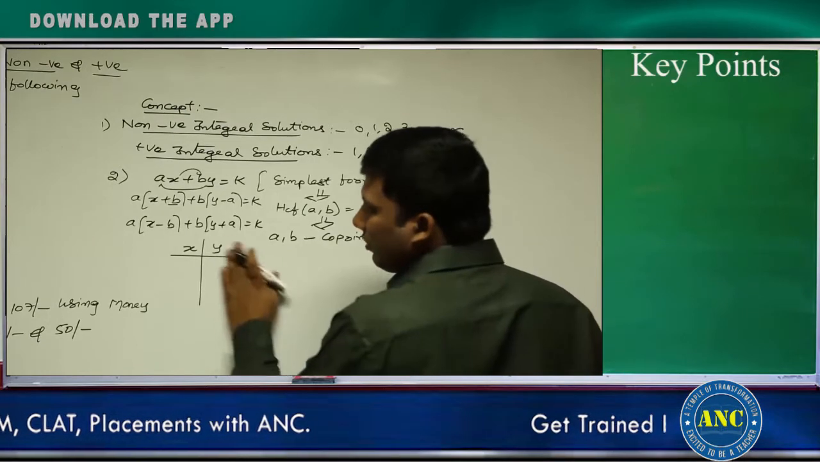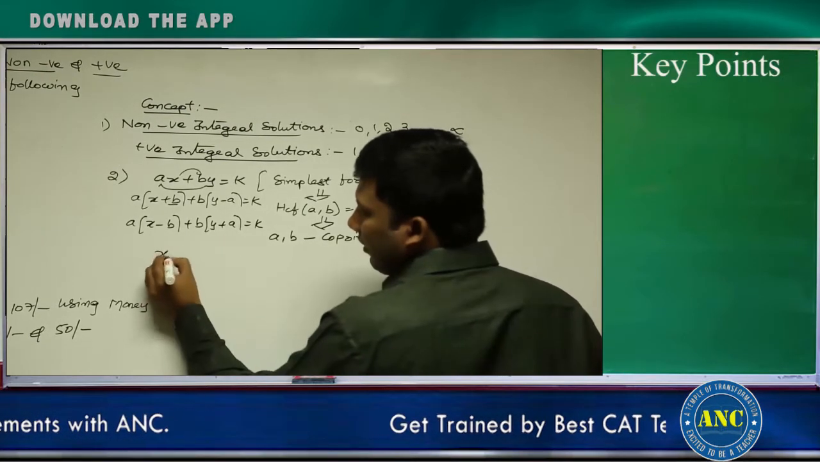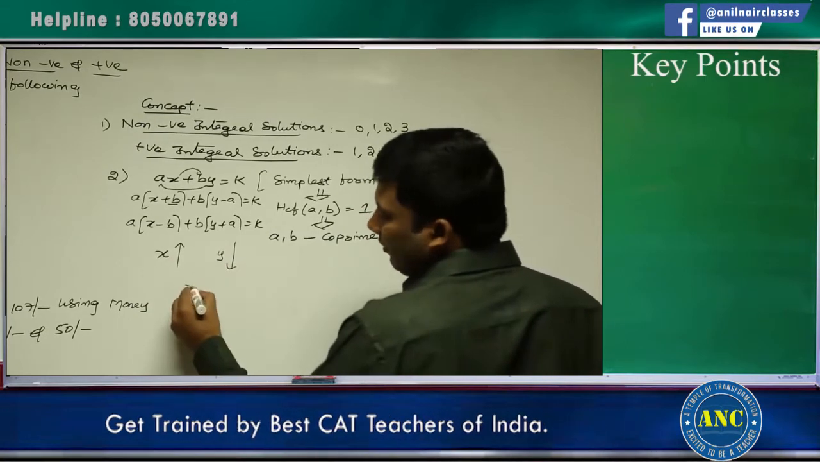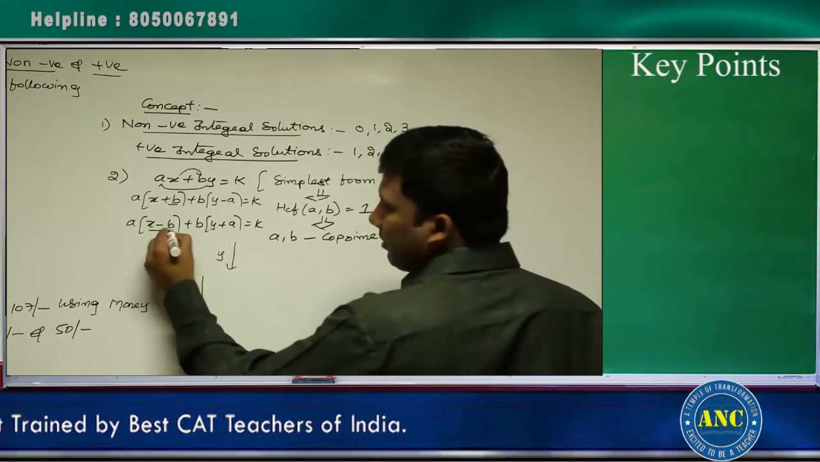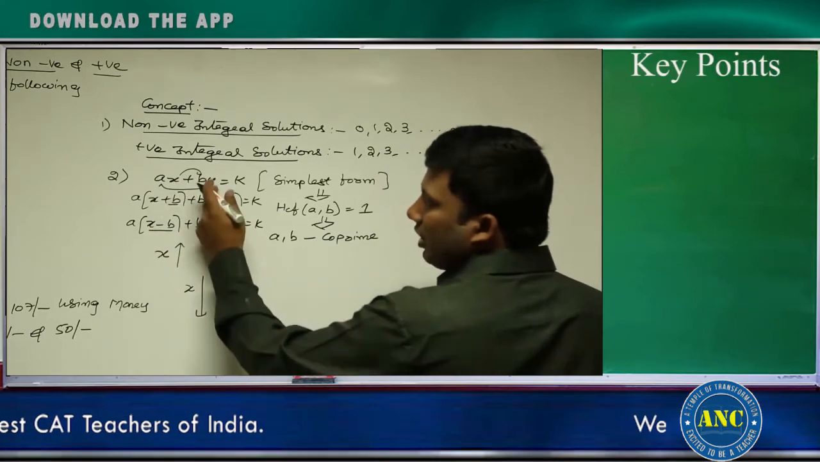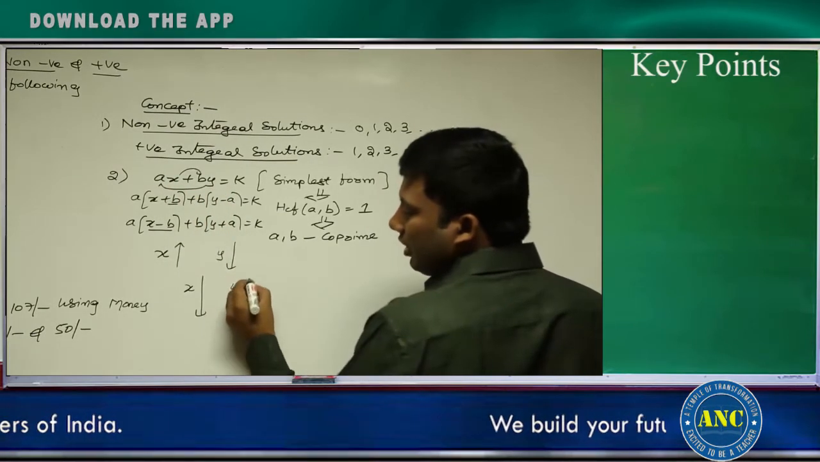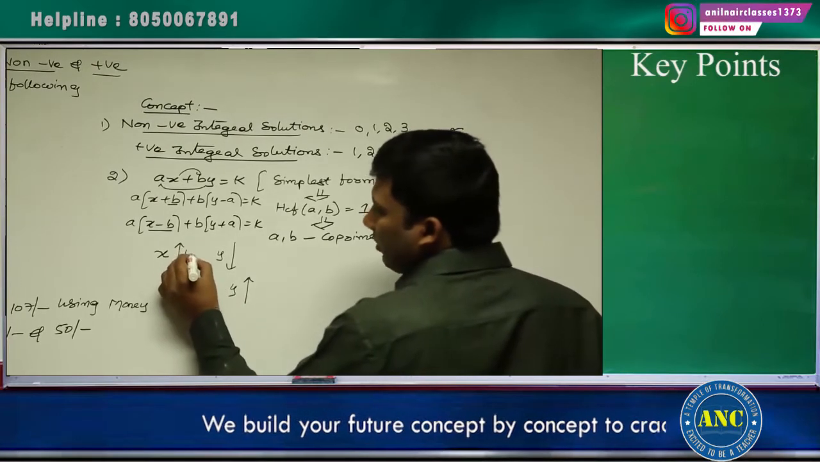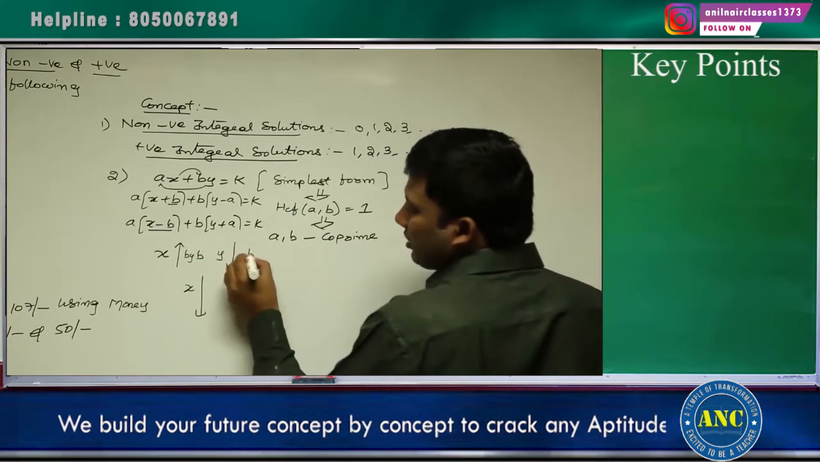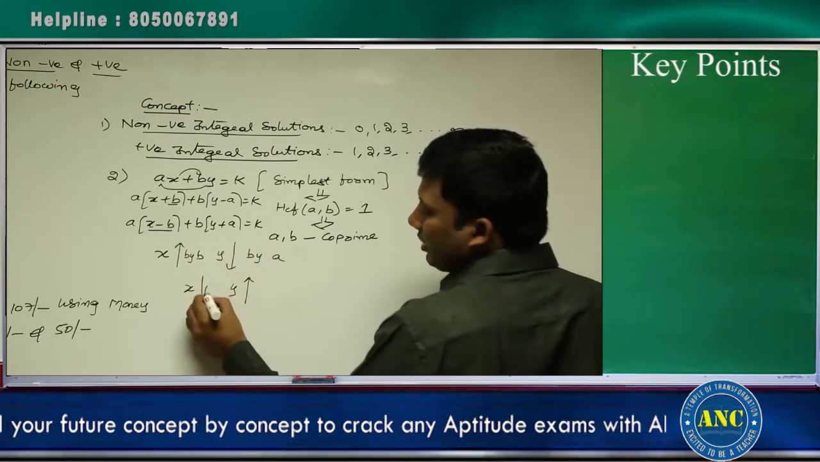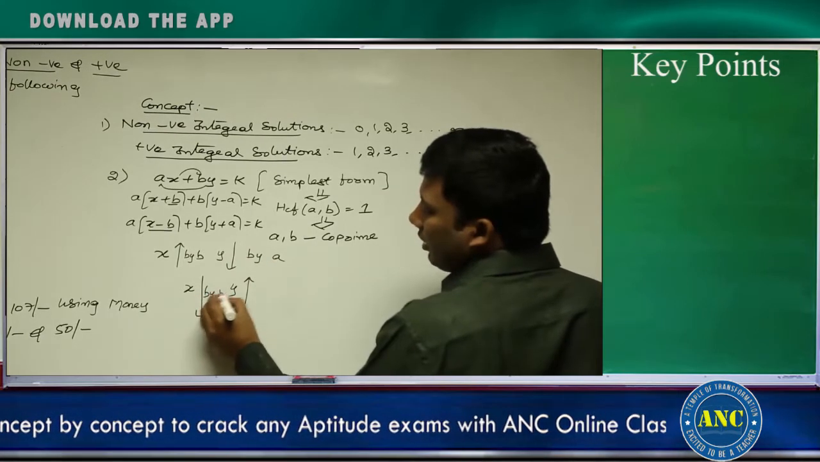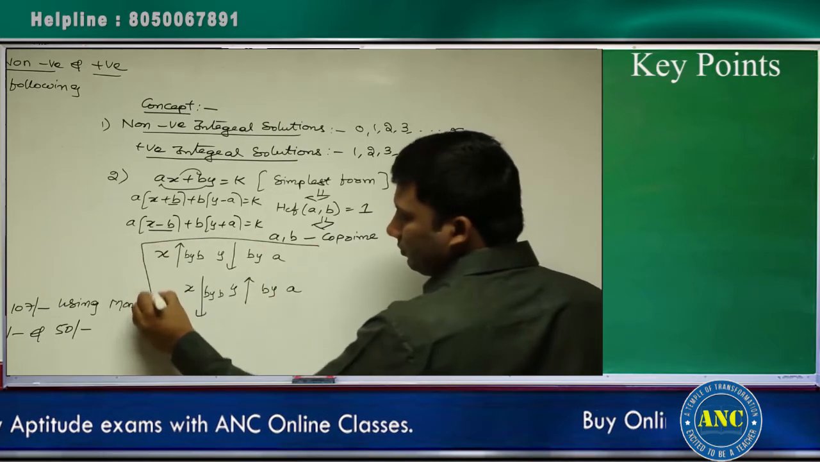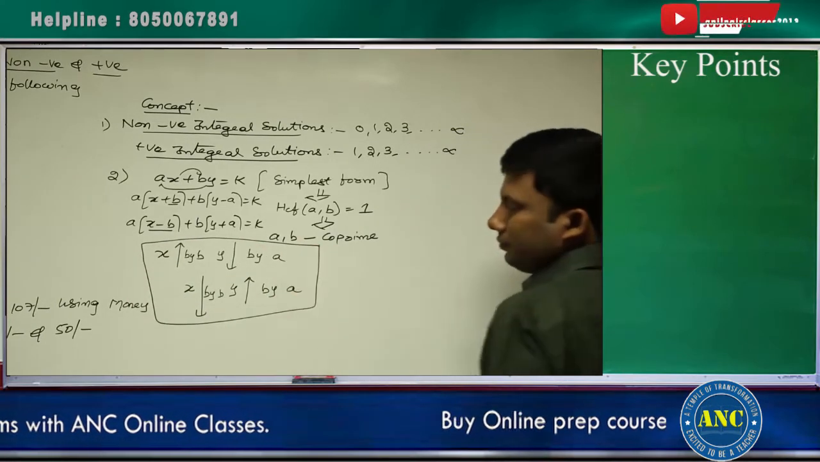So if x is increasing, what is happening to y? Decreasing. If x is decreasing, what is happening to y? Y is increasing. Are you with me? So x increases by b, y decreases by a. X decreases by b, y increases by a. It's an important observation. Please make a note.